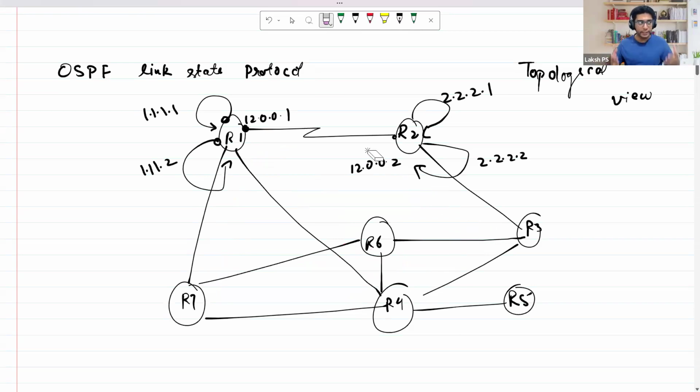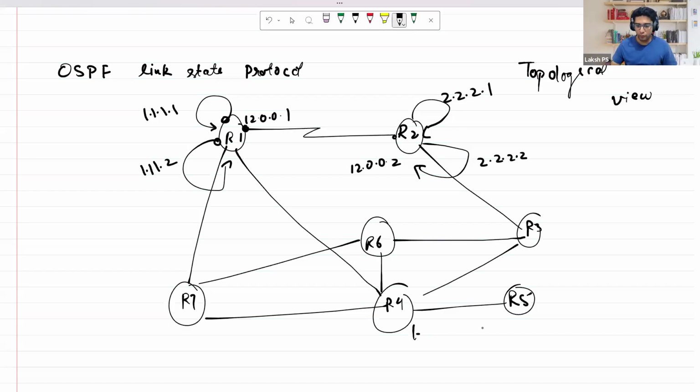And what is how to reach each other? How many routers is every other router connected to? What are the costs? What are the IP addresses? Are they serial links? Are they Ethernet links? Are they loopback addresses? Every piece of information, that database I was talking about, is exchanged in the loading phase. When any two routers are exchanging their database, they exchange all this information as well.